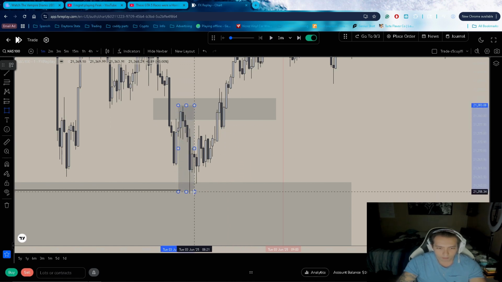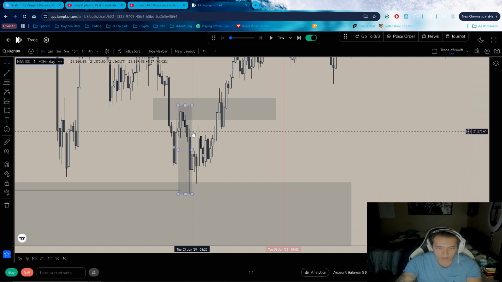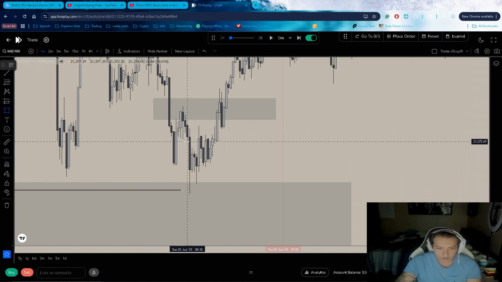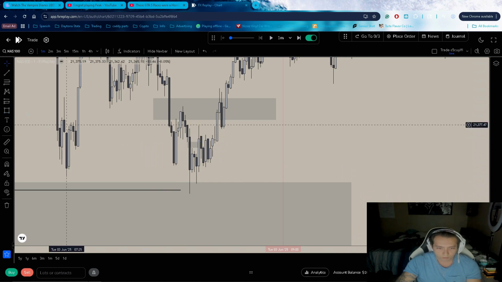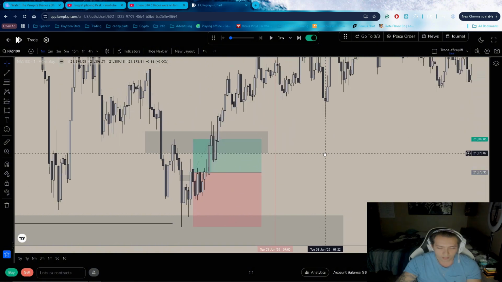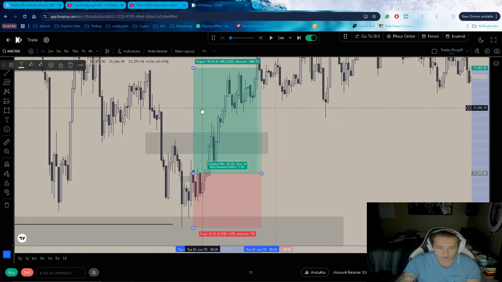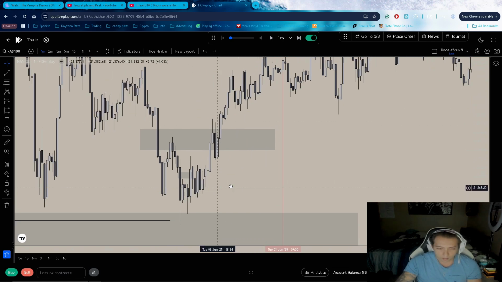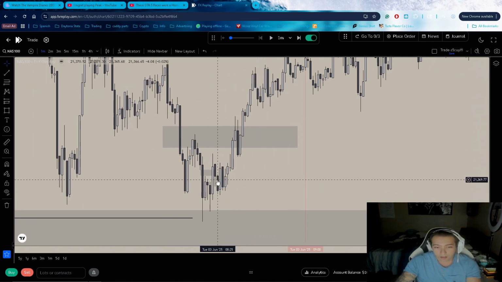Right here, manipulation leg. Okay, manipulation leg makes this 1 minute inversion. You can take entry right here, stops at the low, break even at this high, and then take profit up here. Now this is valid if at the time there's no higher time frame fair value gaps. Meaning if that 5 minute or 3 minute fair value gap was not made at this time, then you could take it.